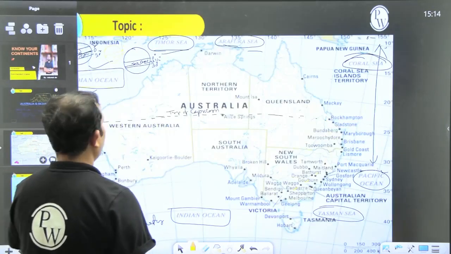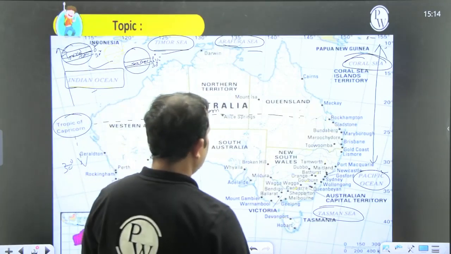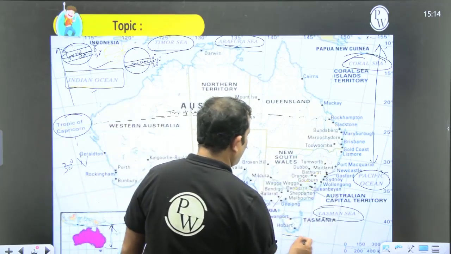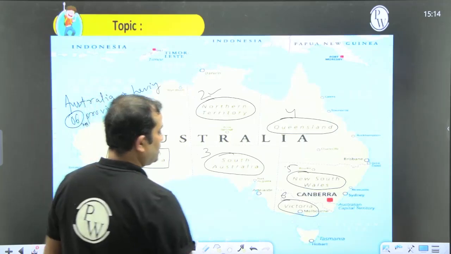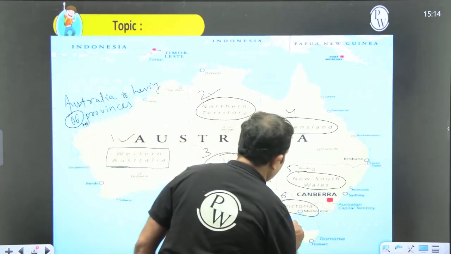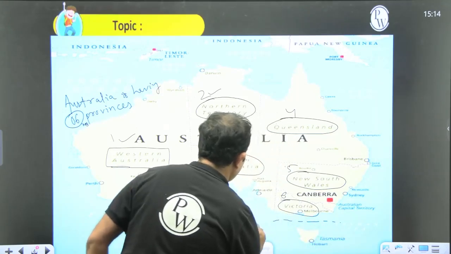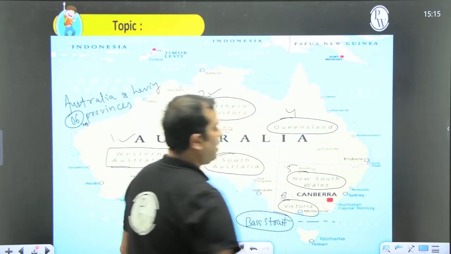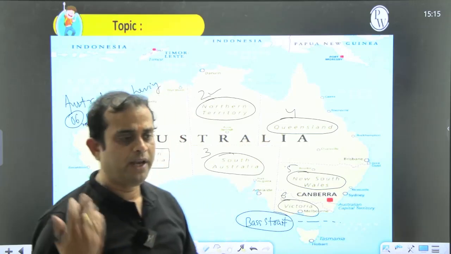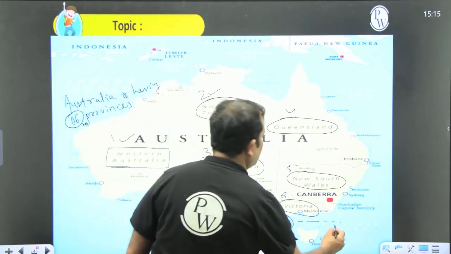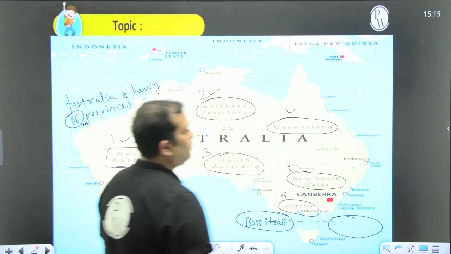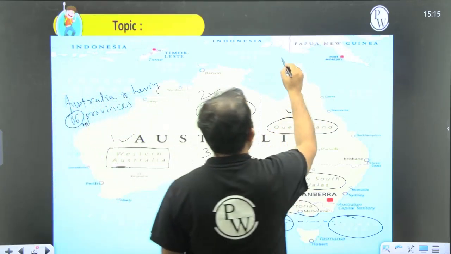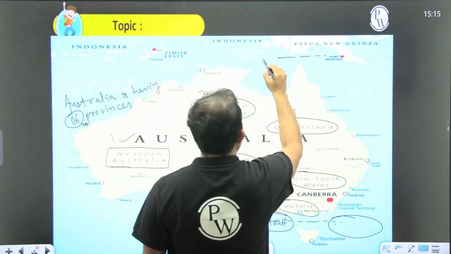You can see here Australia, and this is Tasmania, a small tiny island. Here is the strait. This is the imaginary line, the Bass Strait. Many times in exams it is asked why Bass Strait is famous. This is because Bass Strait separates Tasmania from mainland Australia. This is the Tasman Sea you see here. Papua New Guinea is another country, and that is separated by the Torres Strait.